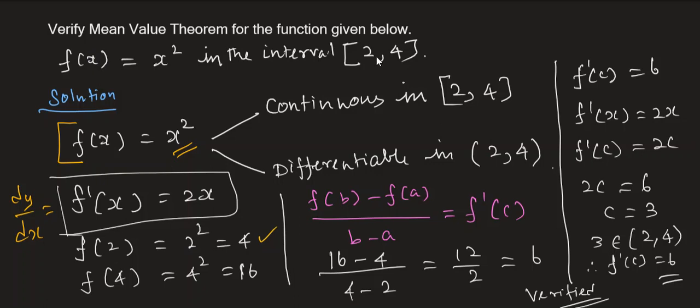And what is f of 4? Because the interval is given. So f of 4 is equal to 16, because 4 squared is equal to 16.